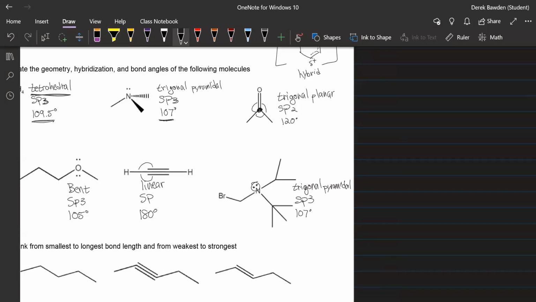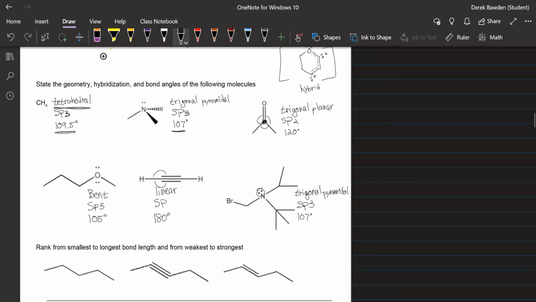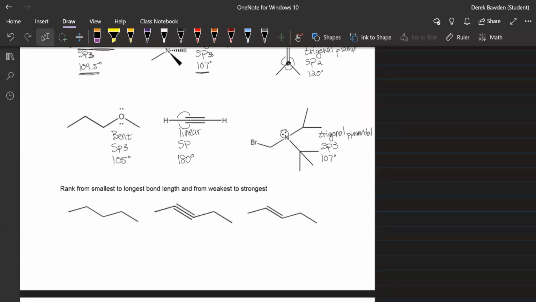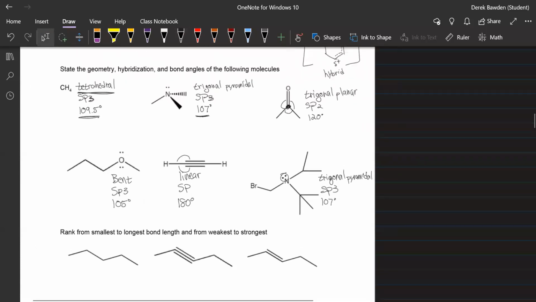Okay, again, if it's just tetrahedral, it's 109.5. And then if there's 1 set of lone pairs, it pushes it down by 2, giving us 107. Perfect. Any questions on those before we move on?